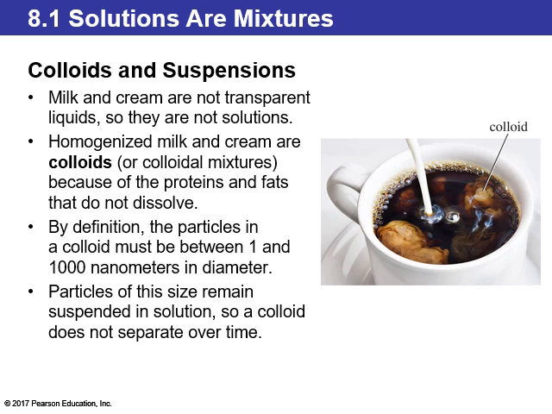So we have two different types of solutions or mixtures that can contain particles. We can have colloids and suspensions. The way you can tell the difference between a colloid and a suspension is the size of the particles. A colloidal mixture has particles that are between 1 and 1,000 nanometers in diameter. Just to give you an idea of what a nanometer is, it is a very small measurement of length.